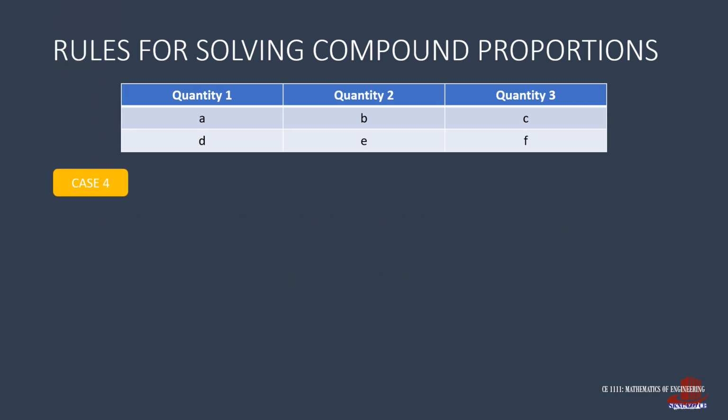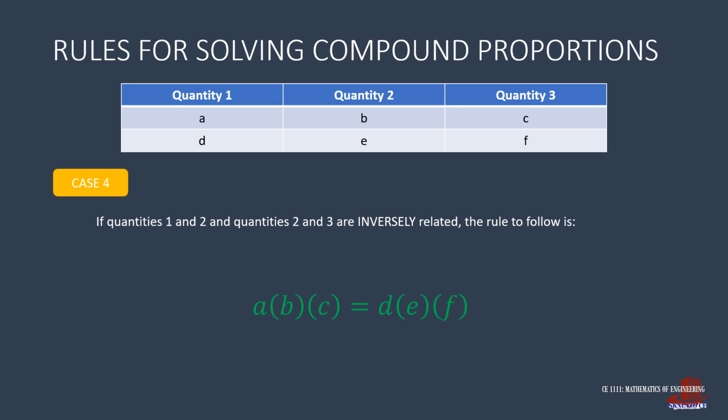The fourth case considers the first and second quantities as inversely related, so are the second and third quantities. The working equation for this is the product of A, B, and C with D, E, and F.